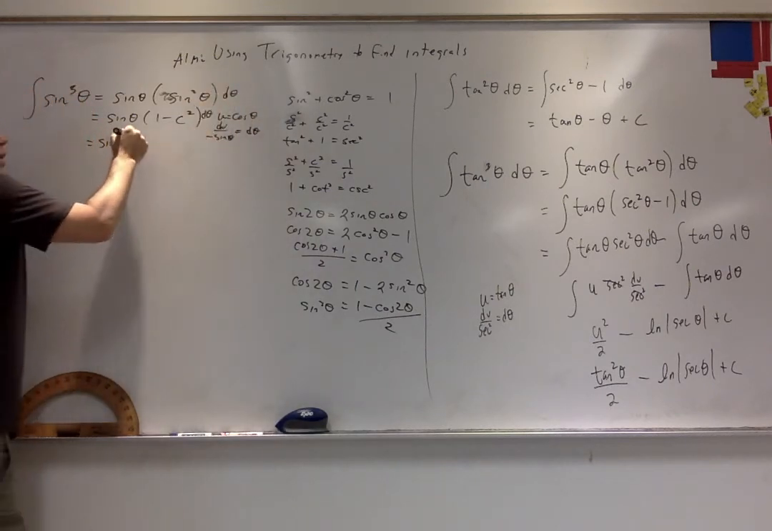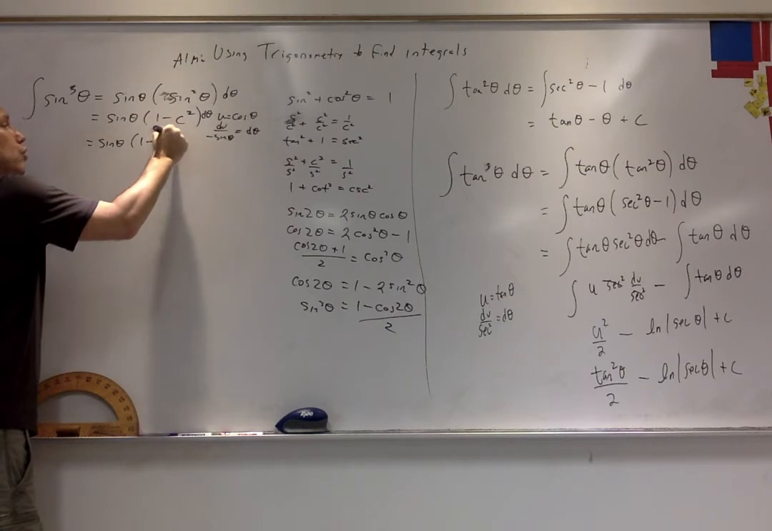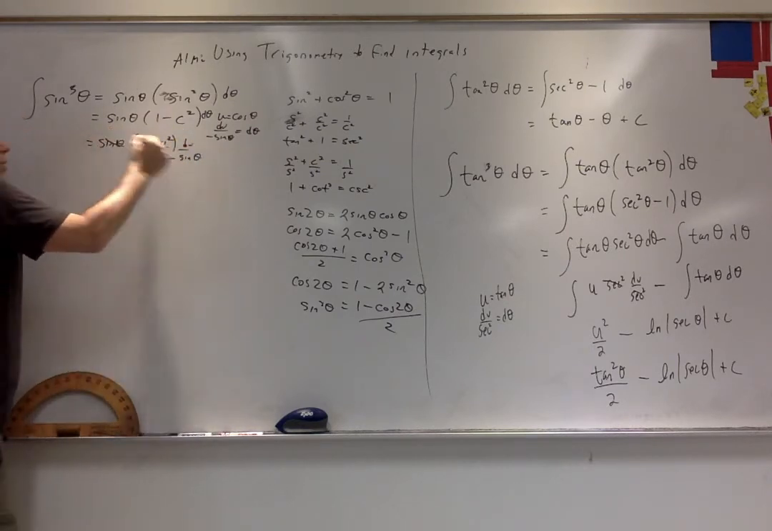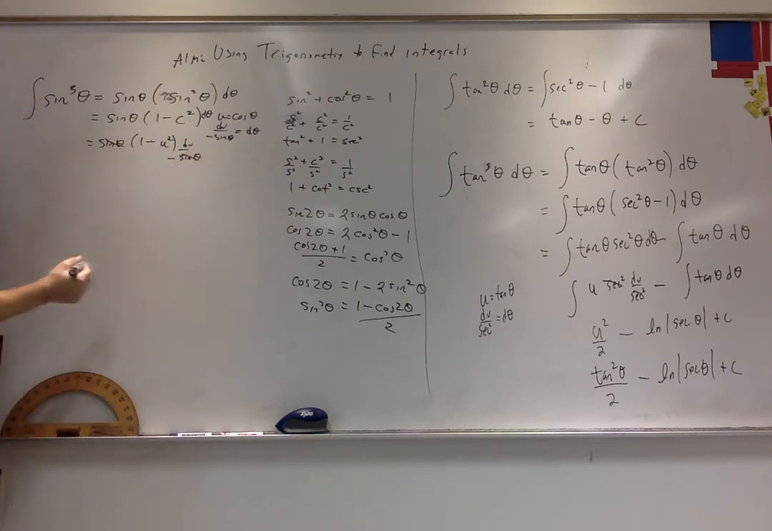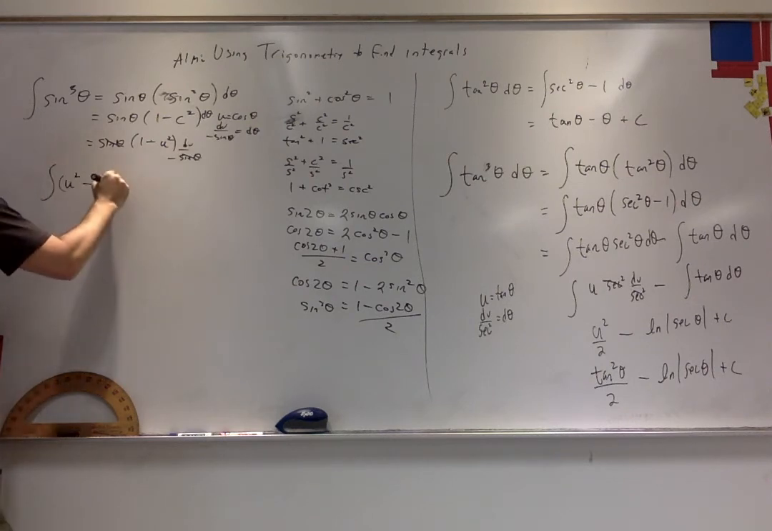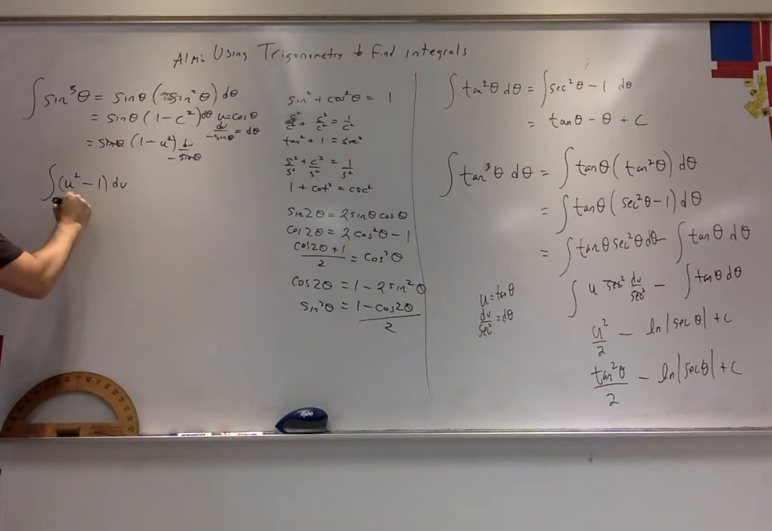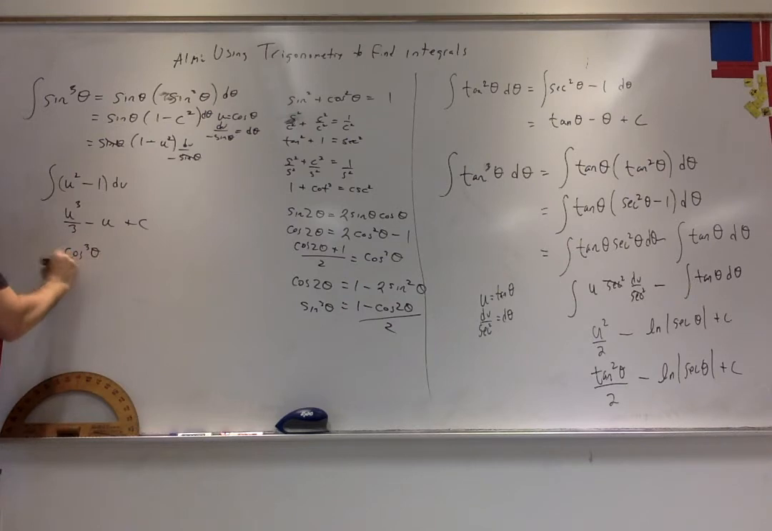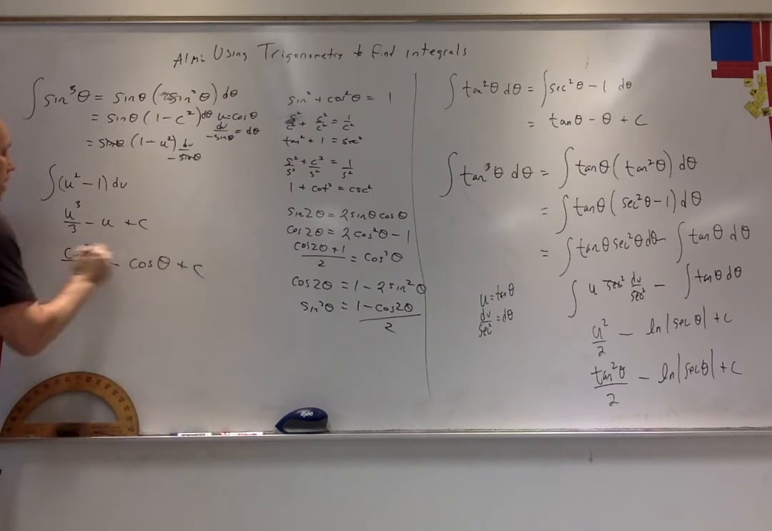So we have sine theta times 1 minus u squared times du over negative sine theta. These cancel out, right? And we're done. We have the integral of u squared minus 1 du, which is u cubed over 3 minus u plus c. And we said that u was cosine, so we have cosine cubed theta over 3 minus cosine theta plus c.